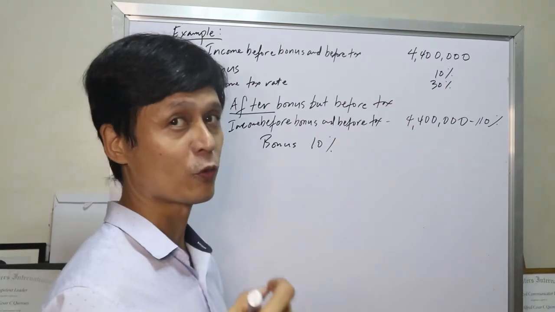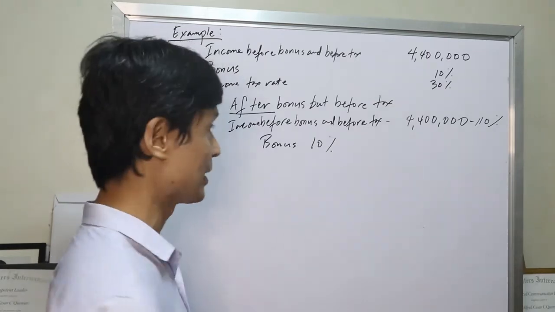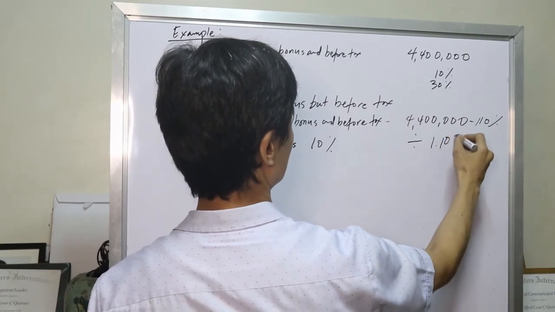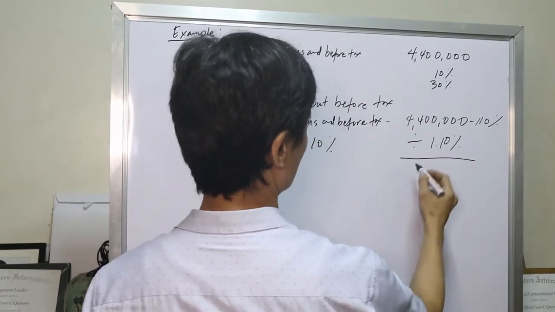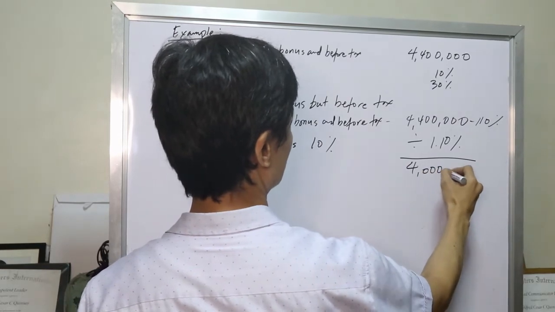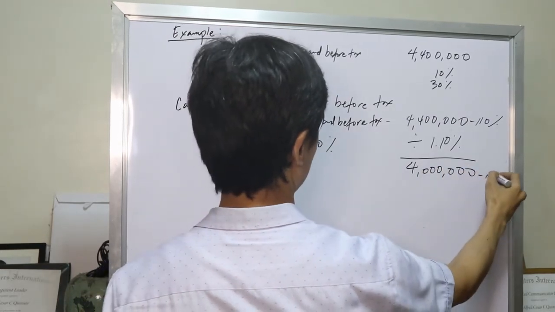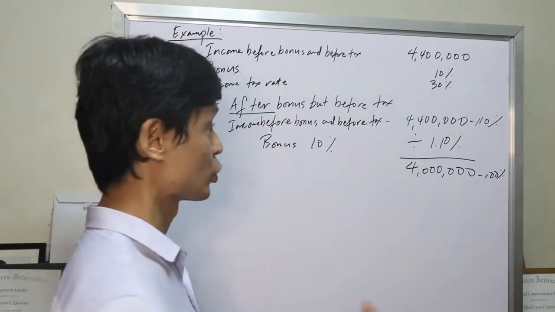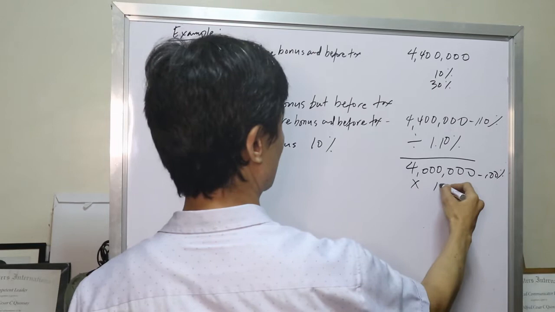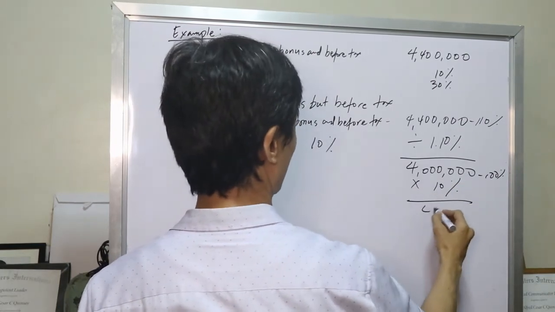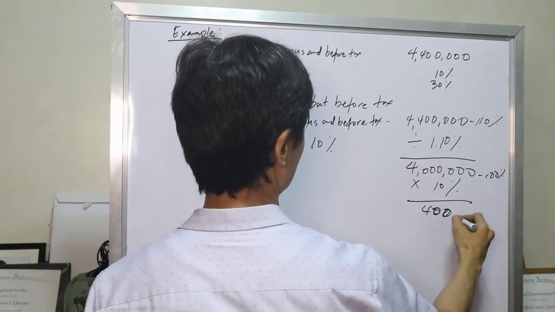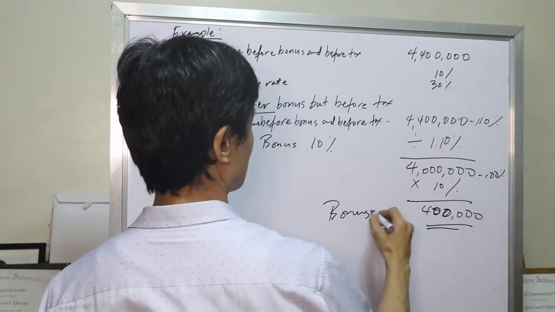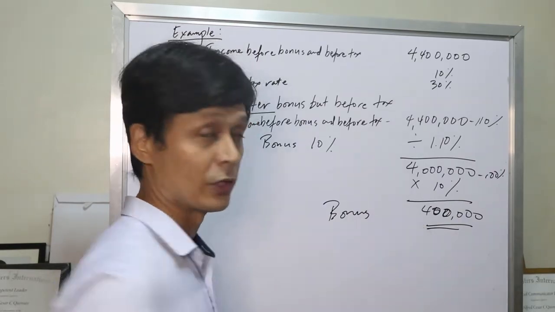So if you divide 4,400,000 by its own percentage, so divide this by 1.1 or 110%, you will get 4 million. Yan. So this is 100% na. Dito na tayo nagbabase ng computation para dun sa bonus. So, multiply lang natin yan by 10%, you will get 400,000, which is the bonus for the key officers and the employees.